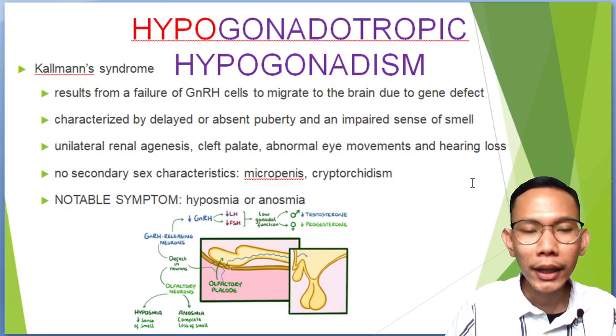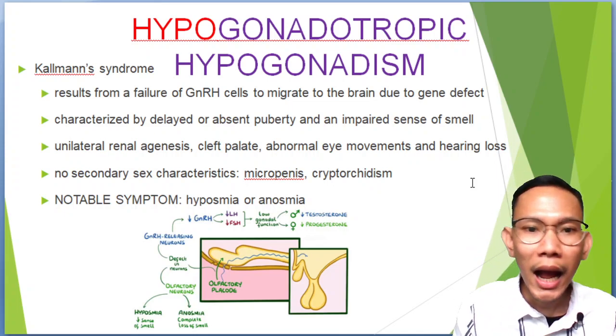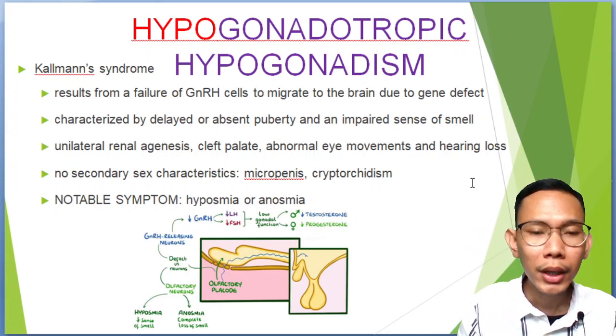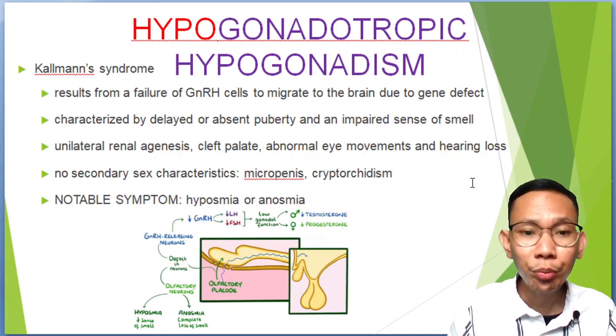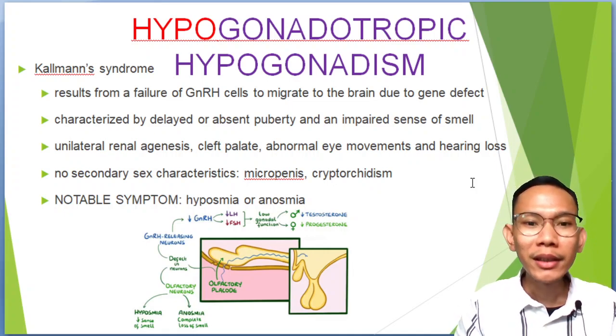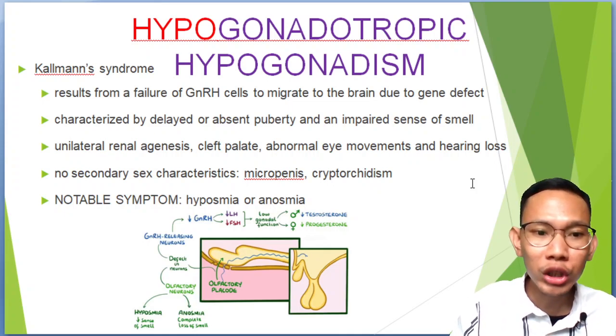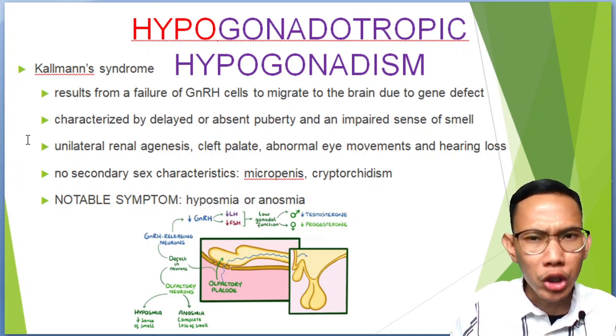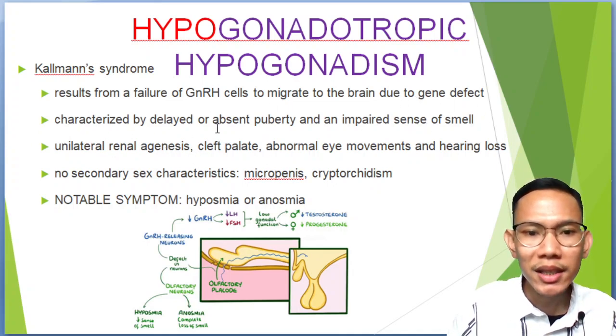We have also a last disorder. We have your hypogonadotropic hypogonadism. This is your Kallmann's syndrome. It is a result from a failure of gonadotropin-releasing hormone cells to migrate to the brain due to gene defect, characterized by a delayed or absent puberty and impaired sense of smell. The patient may manifest with renal agenesis, cleft palate, abnormal eye movement, and hearing loss.